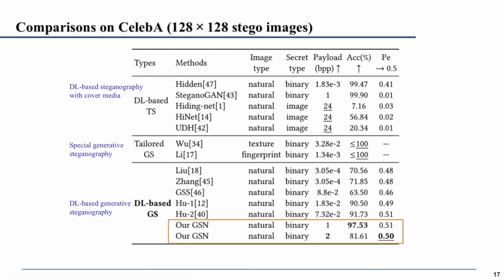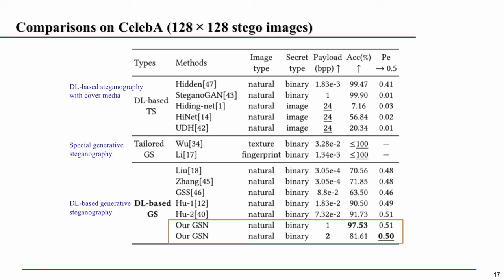We compare our work with two types of steganographic methods. One is traditional steganography schemes, TS, based on deep learning, which need cover images for data embedding. Another one is generative steganography, GS, works that can generate stego images without cover media, including tailored GS and DL-based GS methods. Most DL-based TS methods have poor steganographic security, while our proposed GSN achieves better security performance with higher P values.